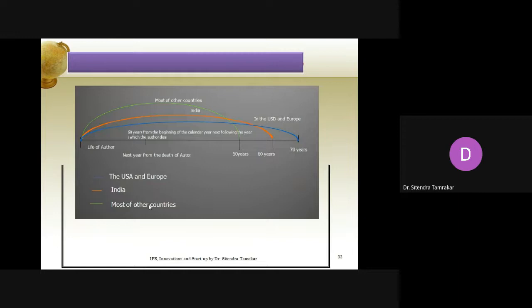So this is the duration of copyright in other countries. In this picture you can see the USA, Europe, India, and other countries. Mostly they are giving lifetime validity for copyright. You only need to go for the copyright once, and you can keep it until and unless it is challenged by someone else.